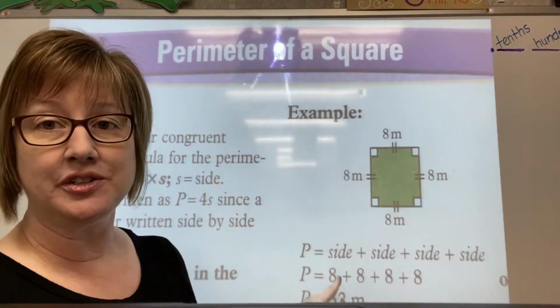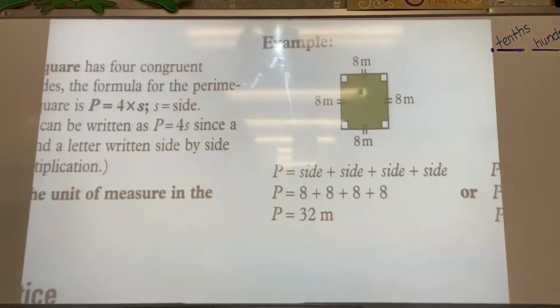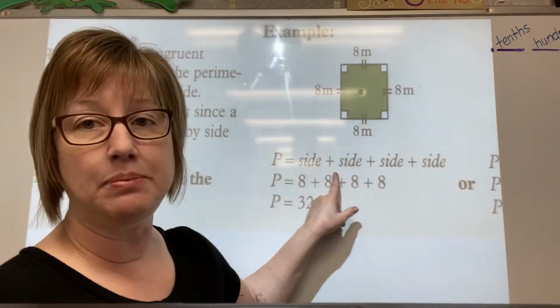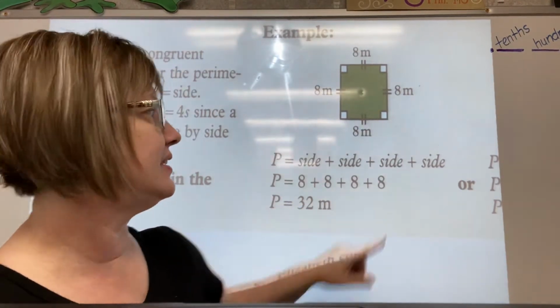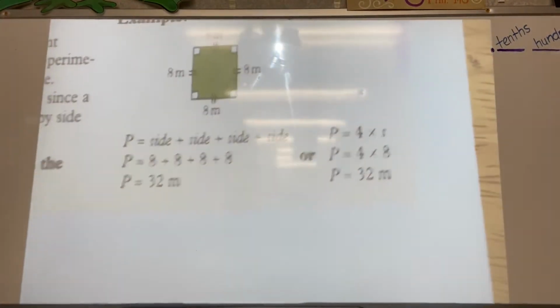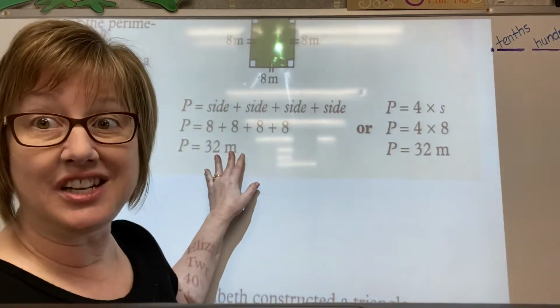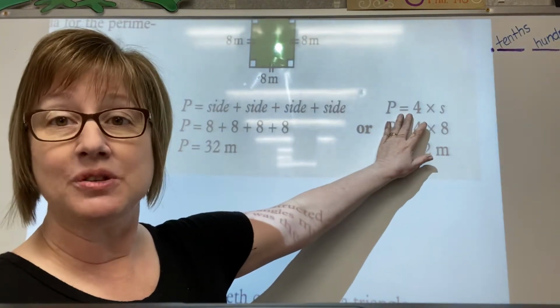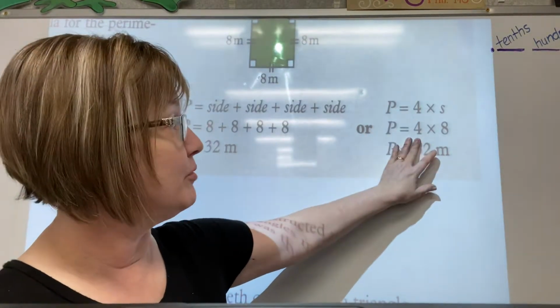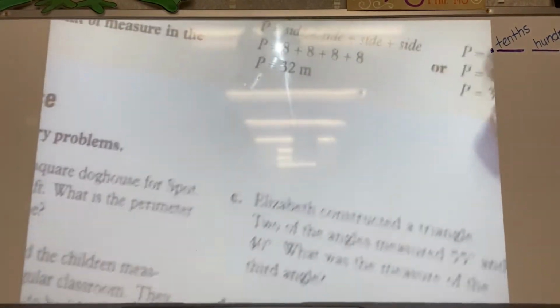Or here's another, we have your choice of formulas again. You can either do P equals side plus side plus side plus side. Sometimes they go P equals S plus S plus S plus S. Oh yeah, they did. I cut it off, didn't I? Okay, so you can do the real slow way, 8 plus 8 plus 8 plus 8, or you can do P equals 4 times S, 4 times a side, 4 times 8, 32 meters. Boom, so easy.